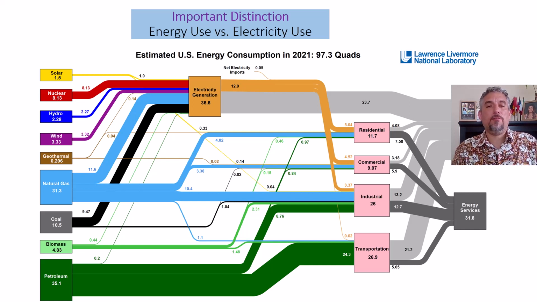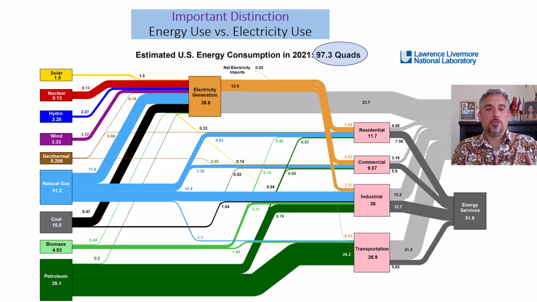So what you see here in front of you was put together by Lawrence Livermore Labs. They put one of these energy flow charts together every year. This is from 2021. And you see at the top that 97.3 quads, and quads is just a very large amount of energy. But using that unit allows you to use numbers that you can fairly easily compare. So 97.3 quads is the amount of energy used in the United States in 2021.